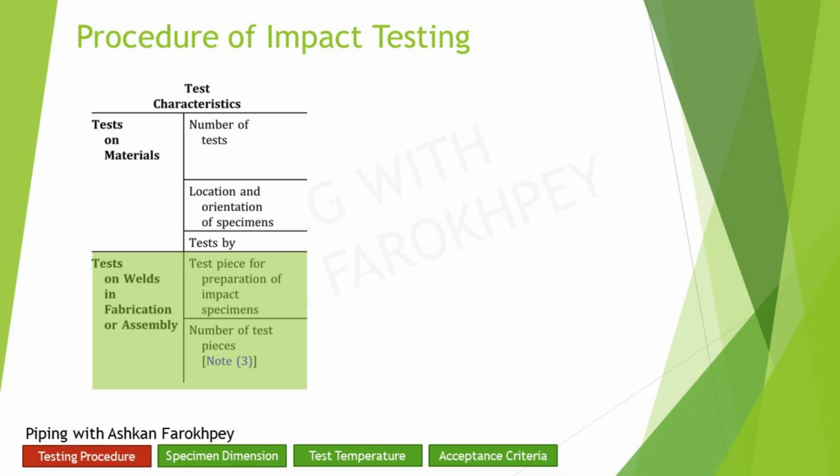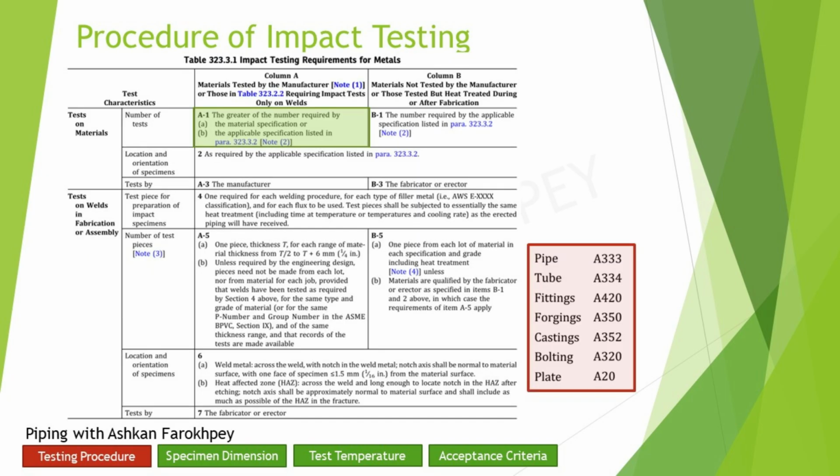Now, after having an overall view of this table, let's get deeper into it. In each row, the table is talking about the number of the test location, and also the person in charge for performing the test. For example, section A1 tells us if we have a sample with condition mentioned in column A, the number of the test will be specified by that material specification or the applicable specification mentioned in the red box, whichever is higher.